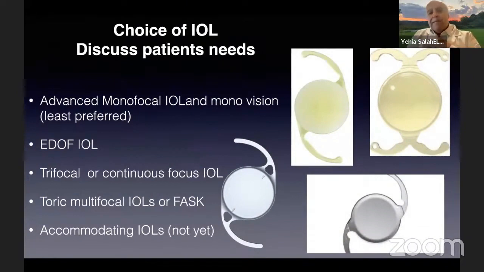We have a huge myriad of choices of intraocular lenses. You have to choose the best lens for the patient's needs. And you have to talk with the patient because we have so many choices. Patients sometimes come with something fixed from an advertisement or a friend. You have to talk to the patient, evaluate the patient, and choose the best possible intraocular lens for that patient.